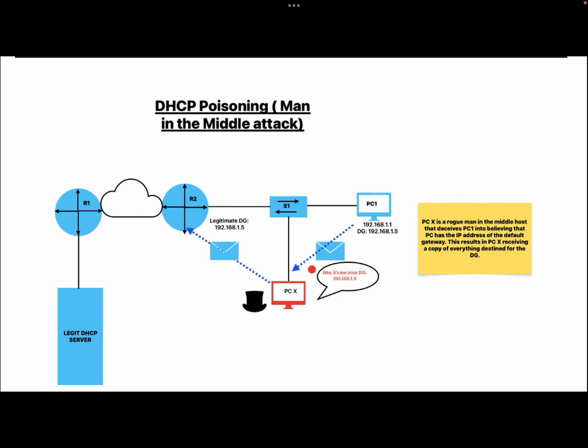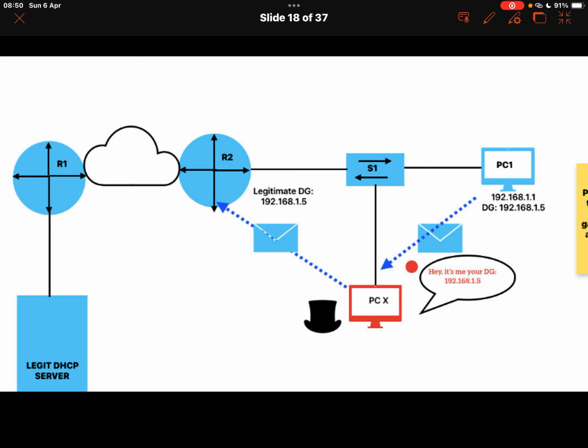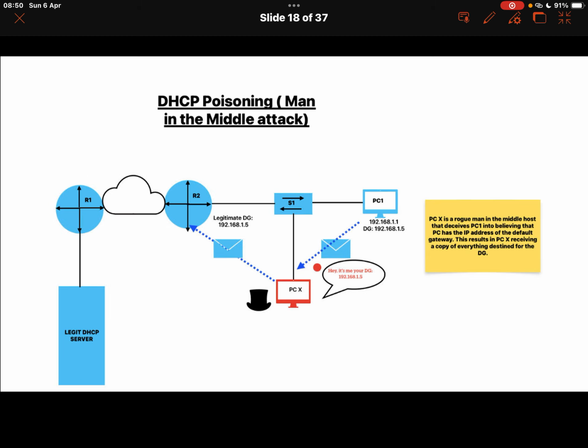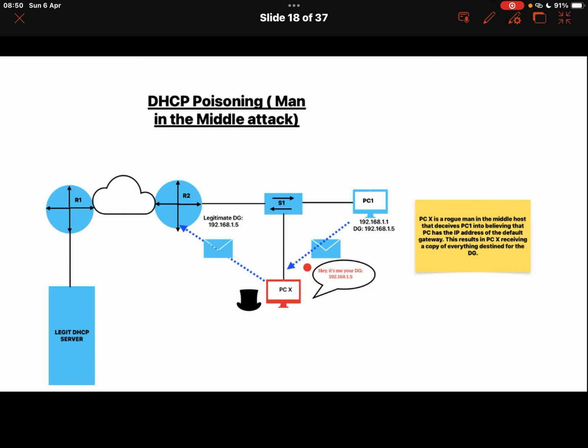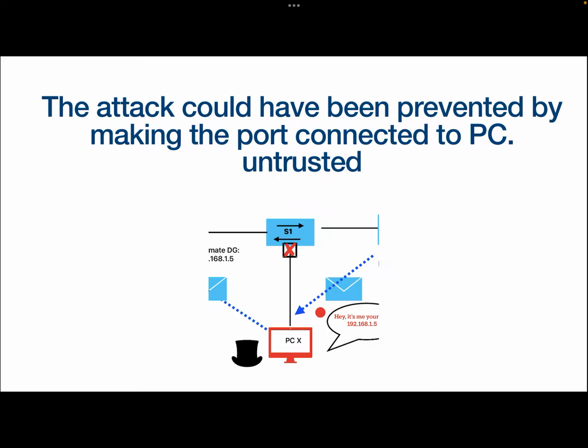Had we enabled DHCP snooping on switch 1, and had this port here as an untrusted port, as it should have been, because this is a client, regardless of being rogue or not rogue, it was a client. All client ports should be untrusted. Because we didn't do that, this led to this attack happening. So it could have been prevented.